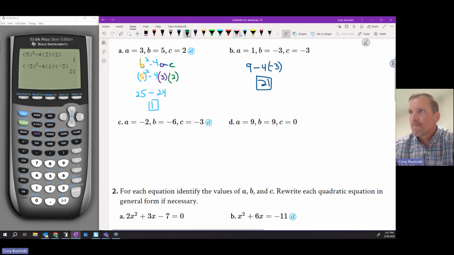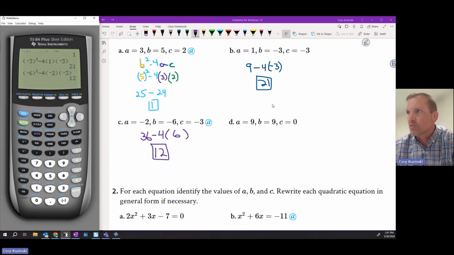All right. B squared, negative 6 squared is 36, minus 4 times AC. A is negative 2, C is negative 3. Negative 2 times negative 3 is 6. So this is 36 minus 24, which is 12. So let's do that one on the calculator. Negative 6 squared minus 4 times A, which is negative 2, times C, which is negative 3. Did I do it right? I did. I got 12.